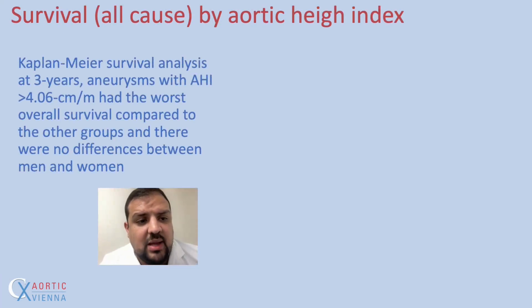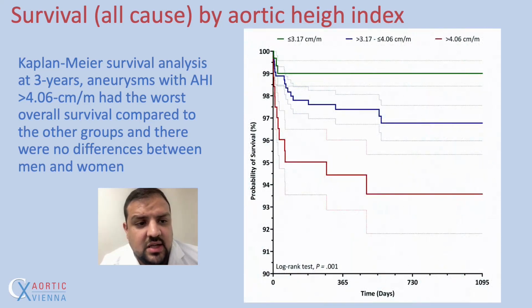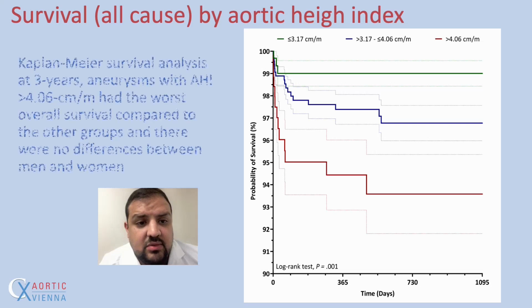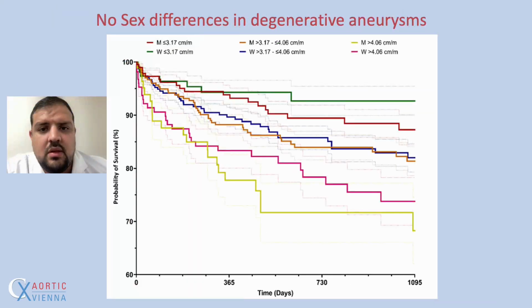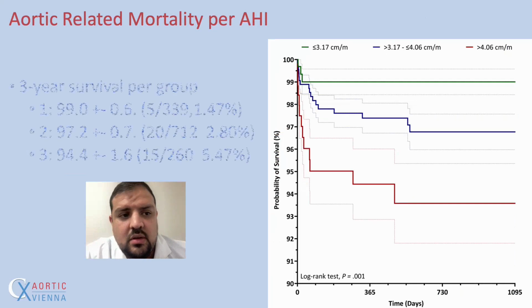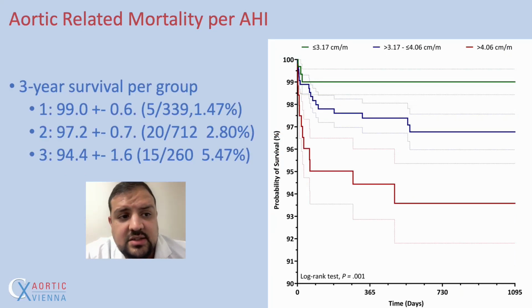On the Kaplan-Meier survival analysis at 3 years, we found that aneurysms with an aortic height index more than 4 had the worst overall survival compared to the other groups, and there were no differences between men and women. There were no gender differences between aortic height index groups also. We did a secondary analysis with aortic-related mortality, showing that the third group had a worse survival at 3 years.